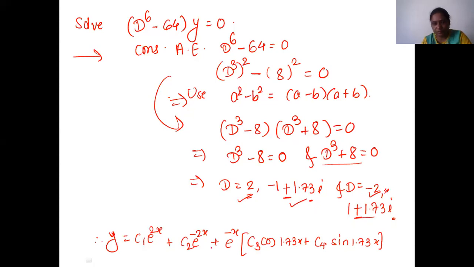Now for this plus, e raised to x, 1x in bracket: C5 cos 1.73x plus C6 sin 1.73x. Very good, done. This is the general solution.